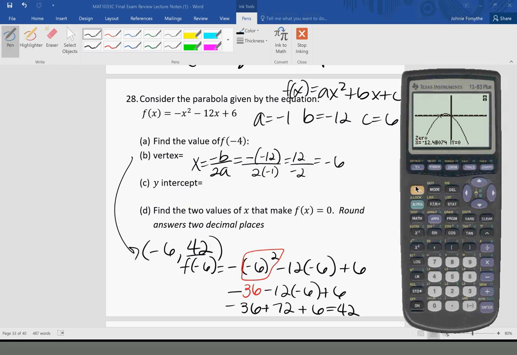And then you can get the other one by saying second, calculate, 0. And I say, okay, this is the left side of it. Here is the right side of it. Press enter, and then there's your other 0. x equals 0.48, comma 0. Okay, I ran out of time, but hopefully this was helpful.